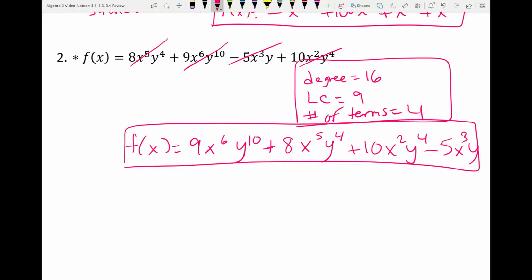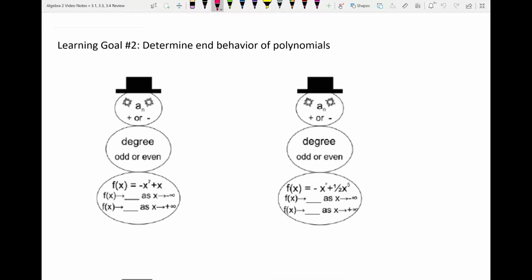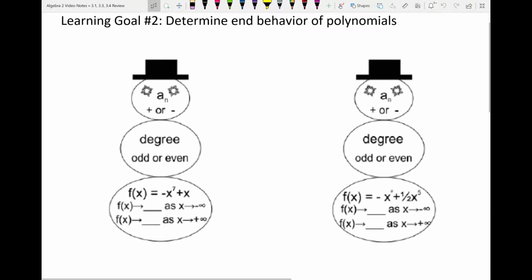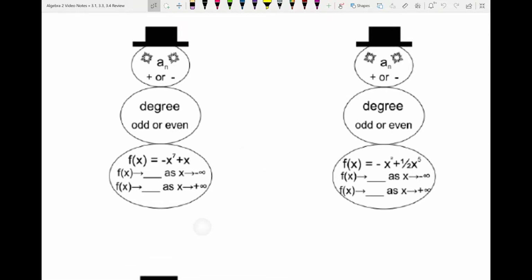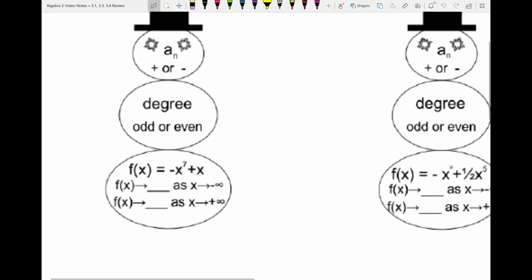All right, pretty straightforward. Next learning goal, we're going to determine the end behavior of polynomials. So this is the snowman activity that we did in class. For the end behavior of polynomials, remember that there are 4 cases. So let's look at the cases by looking at each snowman problem. So we have here -x to the 7th. I'll write it down. So we have -x to the 7th plus x.